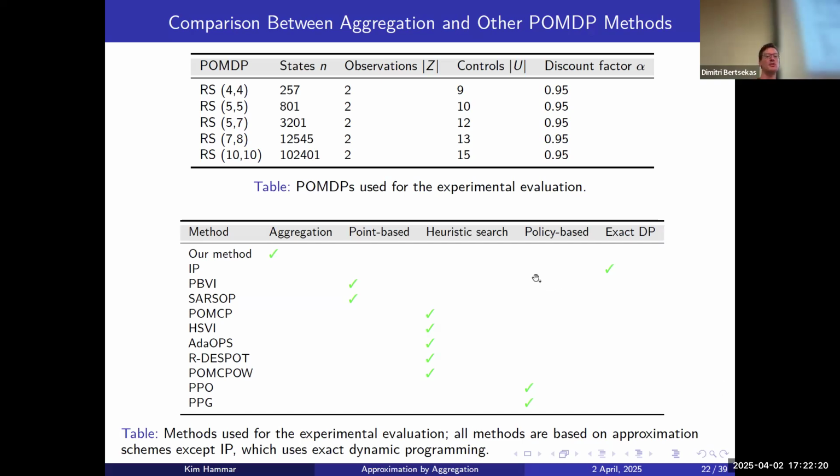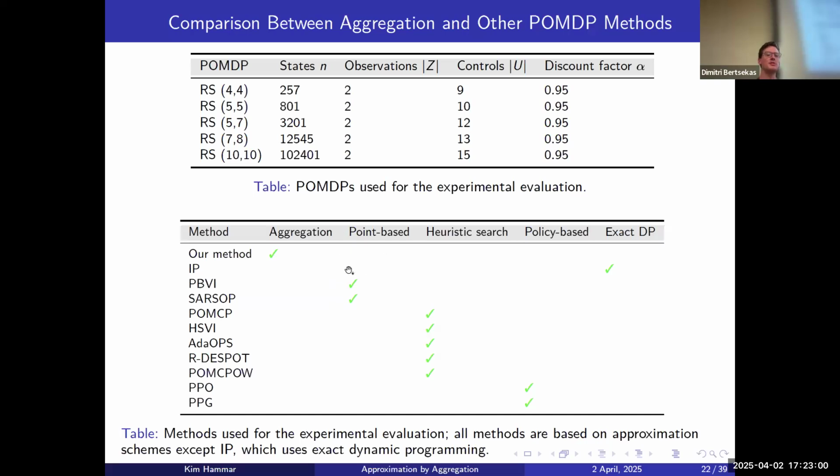So we have one set of methods that are policy-based, so basically approximation in policy space. These are very popular deep reinforcement learning methods based on policy gradient, for example, PPO and PPG. Then we have one exact dynamic programming method called IP, or incremental pruning, which actually has an optimality guarantee, but it's very inefficient and doesn't scale, as we will see in the example. And then we have a bunch of methods based on heuristic search. These are basically derivations of Monte Carlo tree search that you saw in the previous lecture.